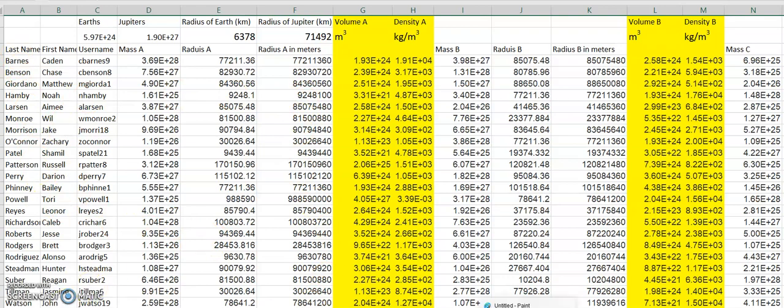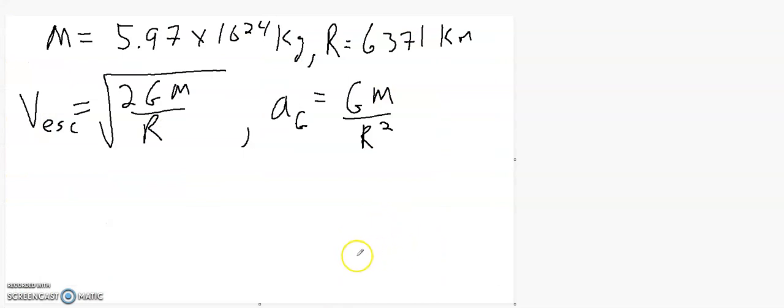All right, so let's get to it. The first thing I decided is let's do this for the Earth. Notice, of course, when we do this calculation, the escape velocity comes out in meters per second. Make sure you understand that. And the acceleration due to gravity, that's a capital G right there, is in units of meters per second squared.